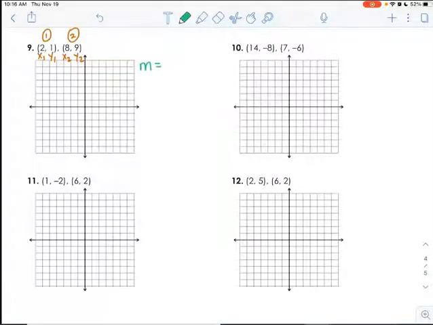M equals, I'm going to do y2 minus y1, drawing an arrow to make sure that I'm subtracting in the correct direction. 9 minus 1 on top, divided by x2 minus x1, which is 8 minus 2. Once I have those plugged in, I can go ahead and just do the math. 9 minus 1 is 8. 8 minus 2 is 6.